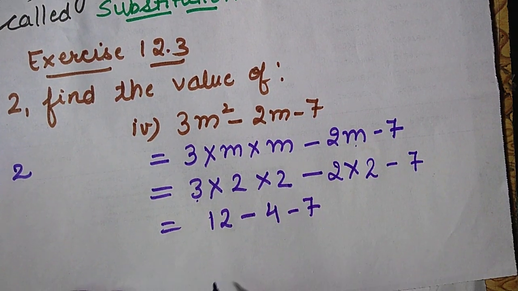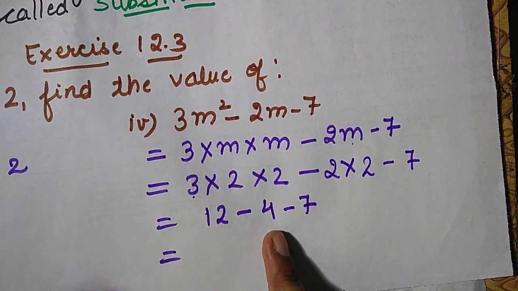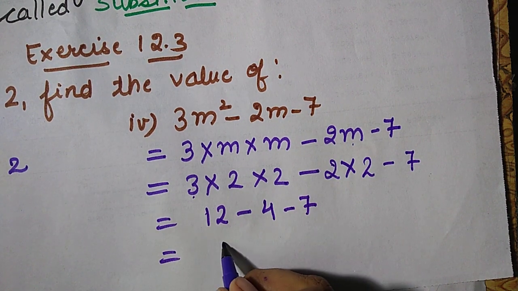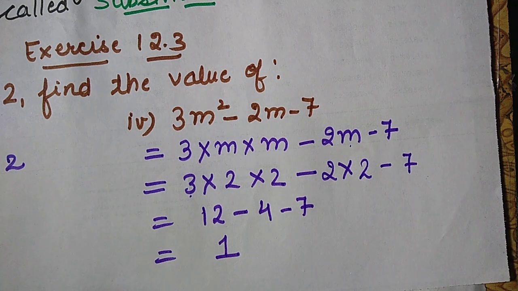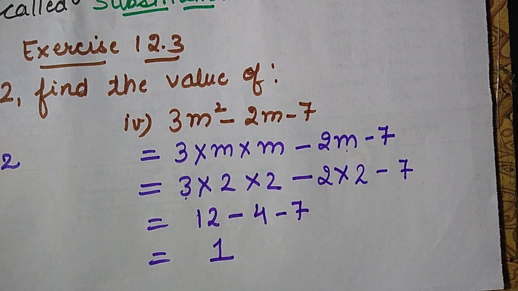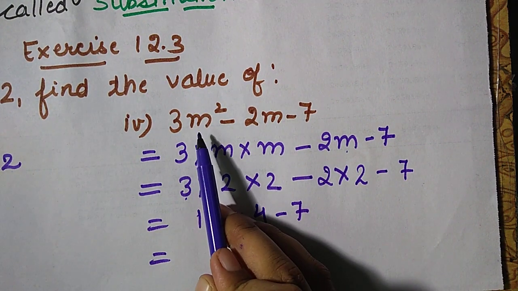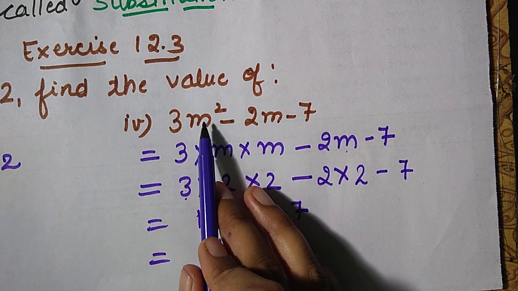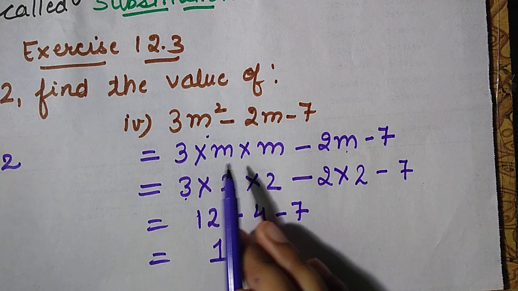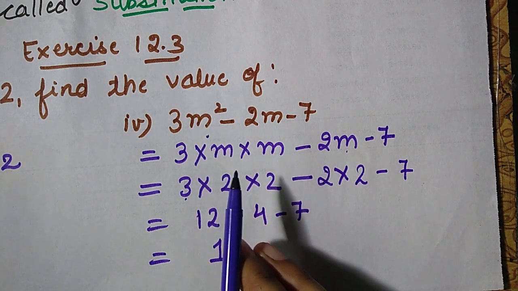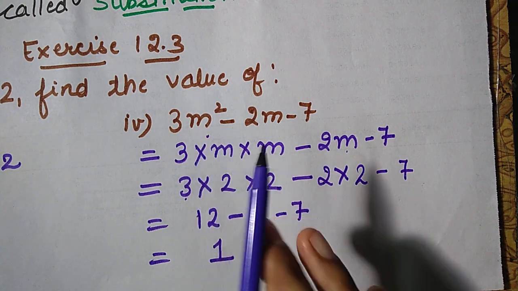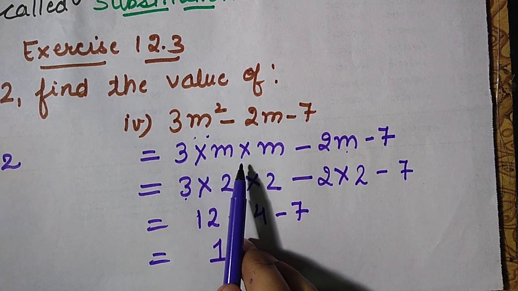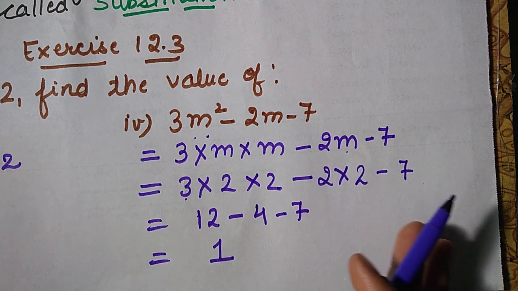Okay, then 12 minus 4 is 8 and 8 minus 7 is 1. So 1 is the value of the given expression. Whenever a power of the variable is present, you have to replace the power with the repeated multiplication of the variable. Okay, m square can be written as m into m. So I have just written m square equals m into m, and the rest is same.